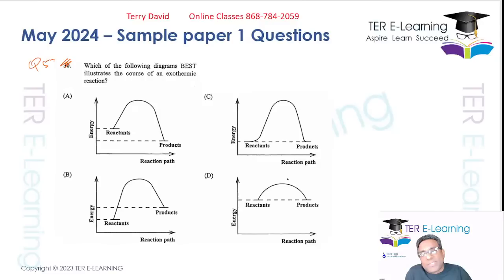Question 57. Which of the following best represents an exothermic reaction?